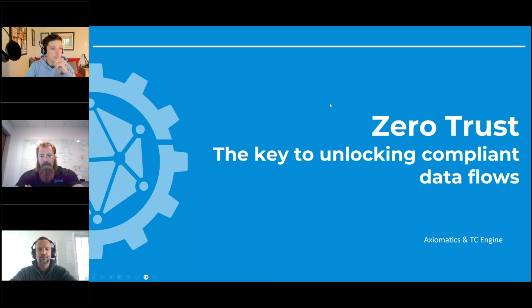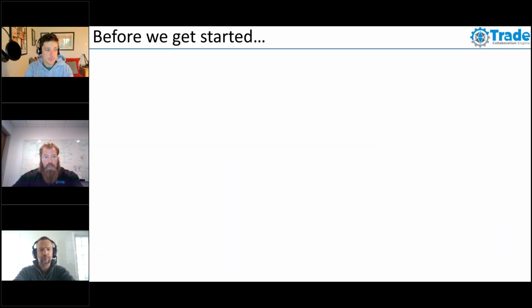I've titled this section Zero Trust, the key to unlocking compliant data flows. David, thanks for that overview. We're essentially going to be talking about a type of authorization called export authorization today, and how that's leveraged within Zero Trust to enable these compliant data flows. Just before I get started, there are topics that we'll be discussing.